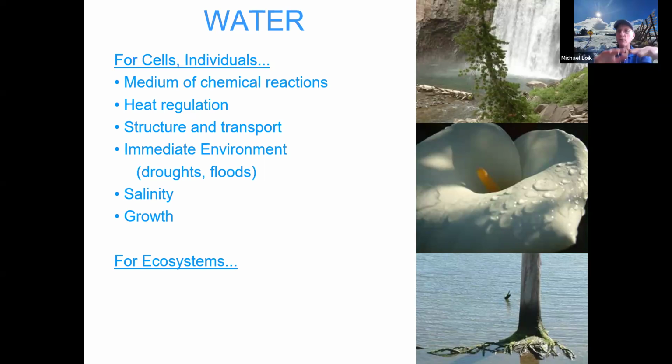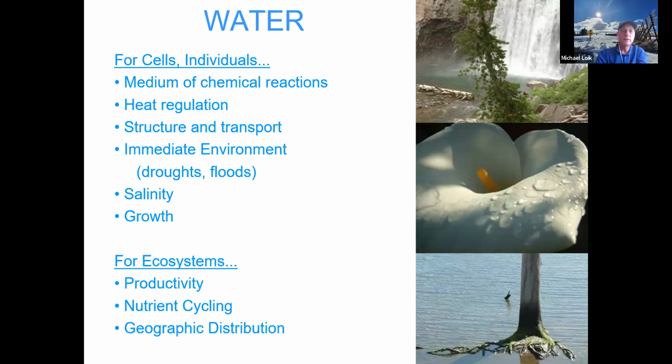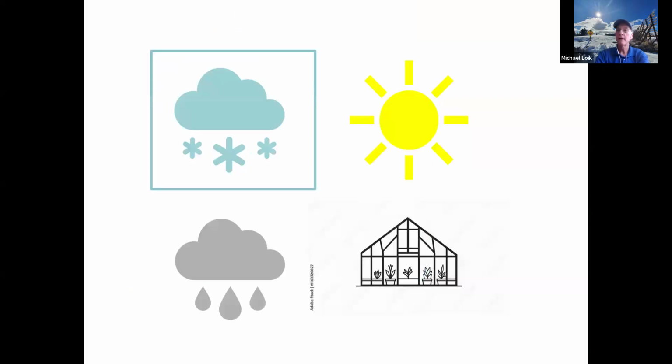Now that growth, when we scale up to larger communities and ecosystems, we measure that as productivity. But water in ecosystems is also important for nutrient cycling, geographic distribution of organisms, and of course the seasonality of that water is one of the things that we really face here in California.